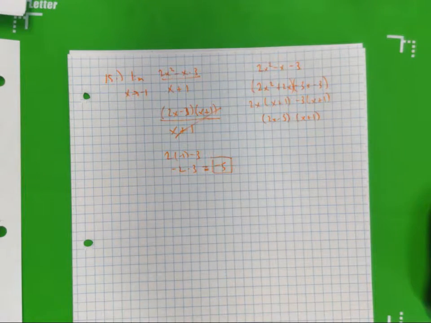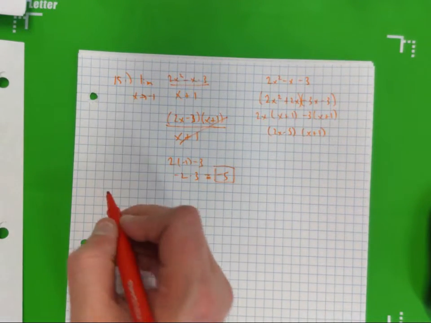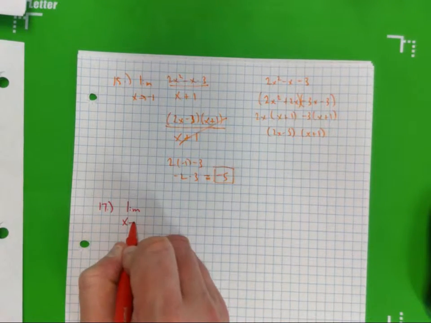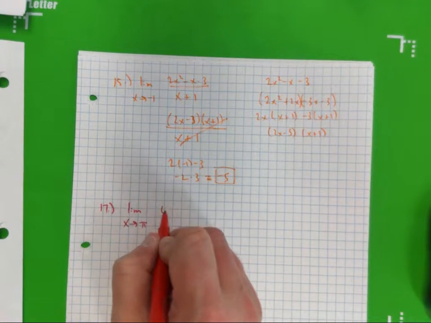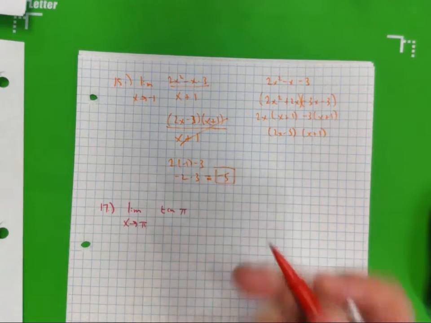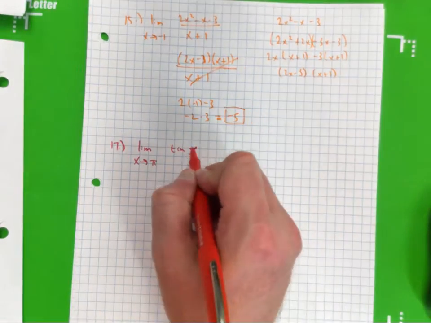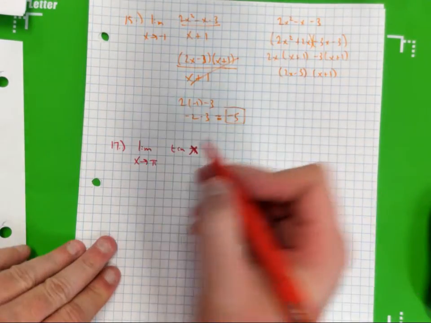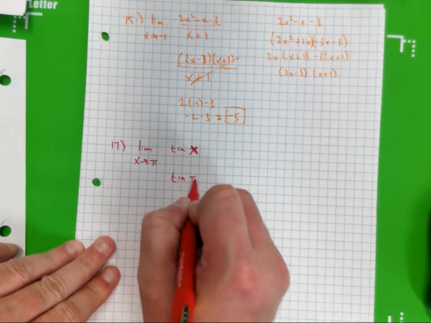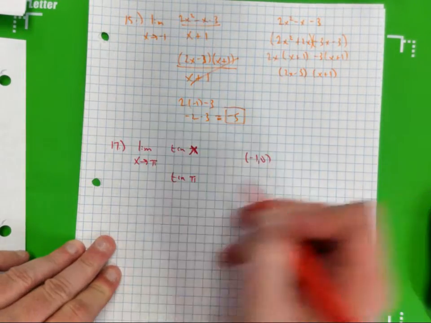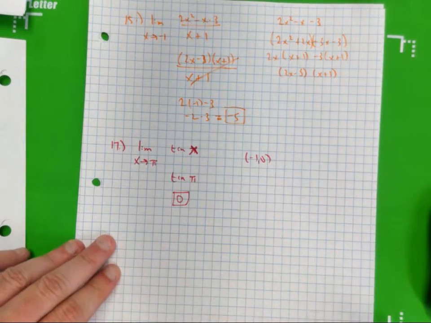Alright, we're going to skip 16. I'm not going to give you one like that. Number 17: the limit, yes, trig can appear in these, as x approaches pi of tangent of x. Try direct substitution. I plug in pi. Pi is negative 1, 0. What's the tangent of that? That's your answer.